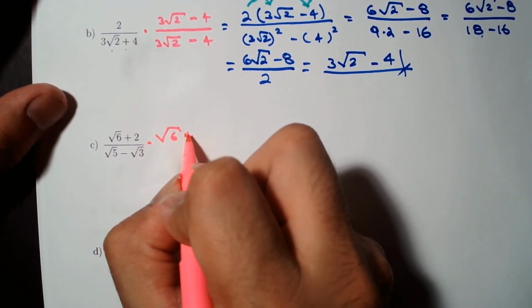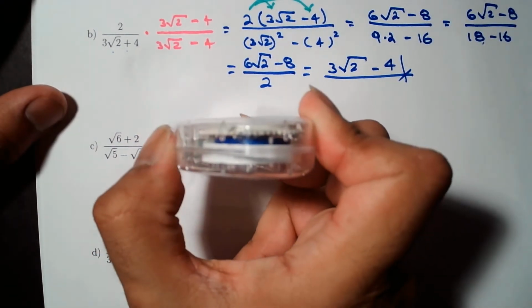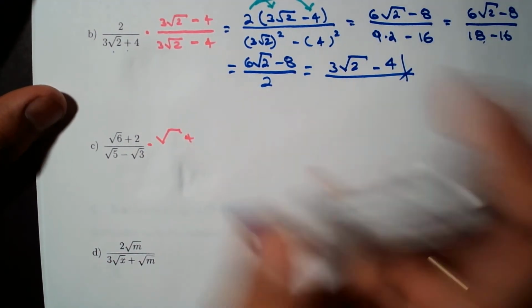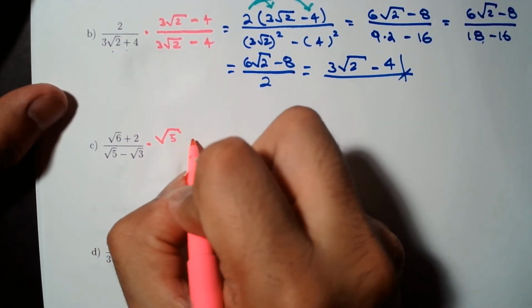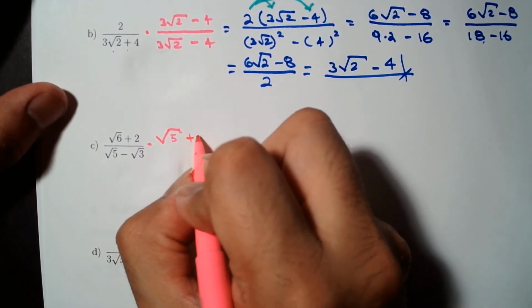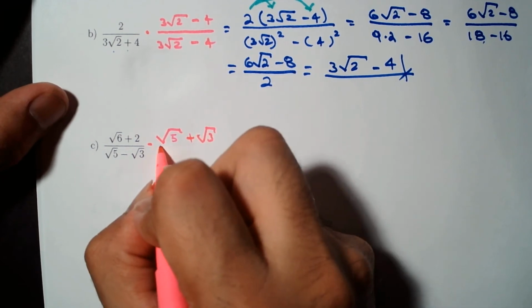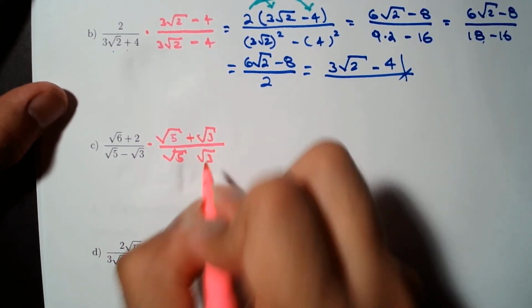Oh, actually, nope. I made a silly mistake here. Actually, it's only 5, and that's going to be a minus. So minus, that's a plus root of 3. Oh, that was a plus actually. Square root of 5, square root of 3.